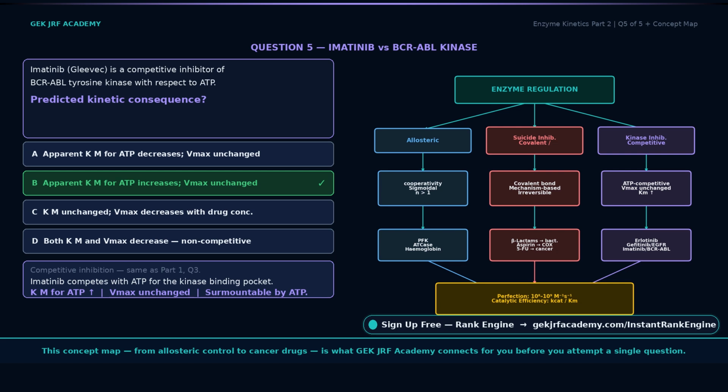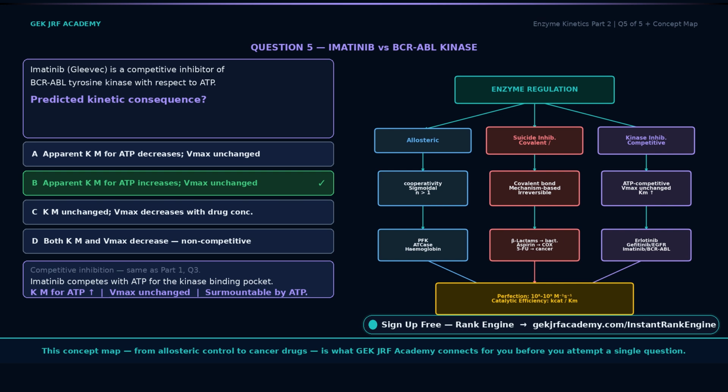Imatinib, sold as Gleevec, transformed the treatment of chronic myeloid leukemia by targeting the BCR-ABL tyrosine kinase. It acts as a competitive inhibitor of BCR-ABL with respect to ATP. What is the predicted kinetic consequence on BCR-ABL activity in the presence of imatinib?